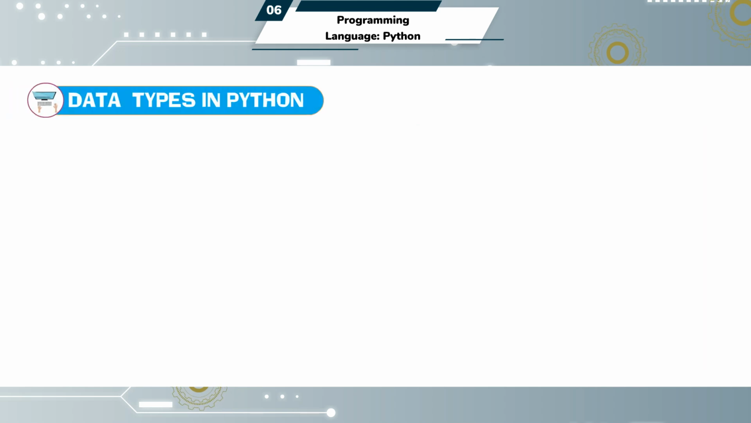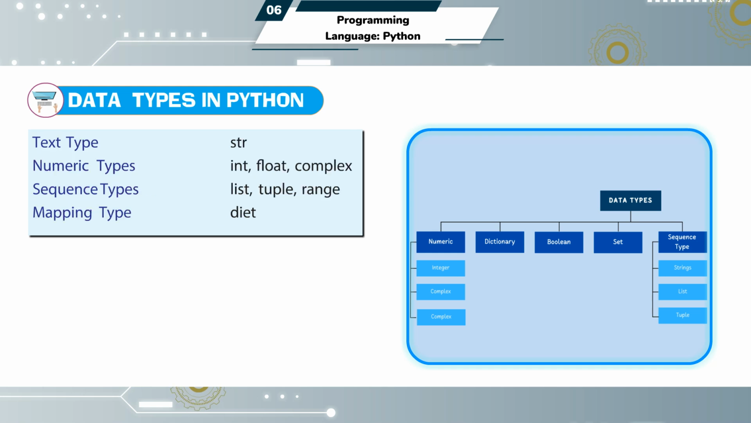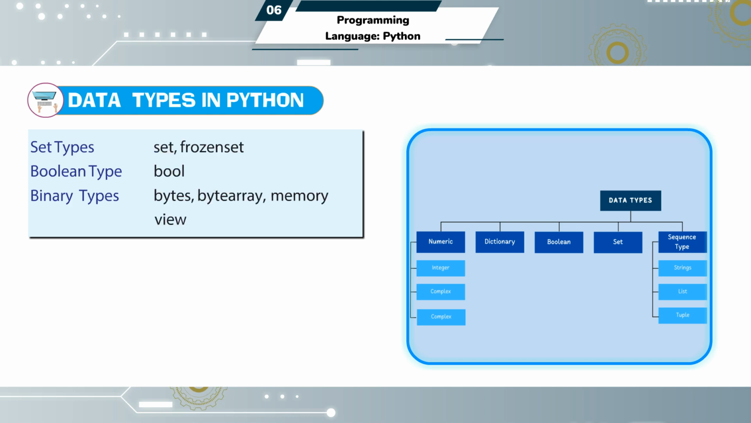Data types in Python. Python supports various data types. These data types define the operations possible on the variables and the method of storing them. Below is the list of standard data types available in Python. Text type: str. Numeric types: int, float, complex. Sequence types: list, tuple, range. Mapping type: dict. Set types: set, frozenset. Boolean type: bool. Binary types: bytes, bytearray, memoryview.